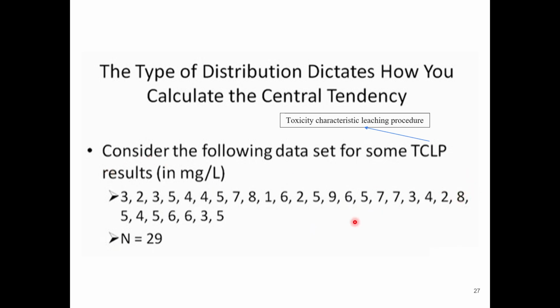Say for example we have got some toxicity characteristic leaching procedure, or TCLP, results. Let us consider the following data set for some TCLP results, which are given in milligram per liter. These are the values: 3, 2, 3, 5, 4, 4, 5, 7, 8, 1, 6, 2, 5, 9, 6, 5, 7, 7, 3, 4, 2, 8, 5, 4, 5, 6, 6, 3, 5. So these are the data which we have obtained from TCLP calculations. Here the total number of samples, capital N, is equal to 29.